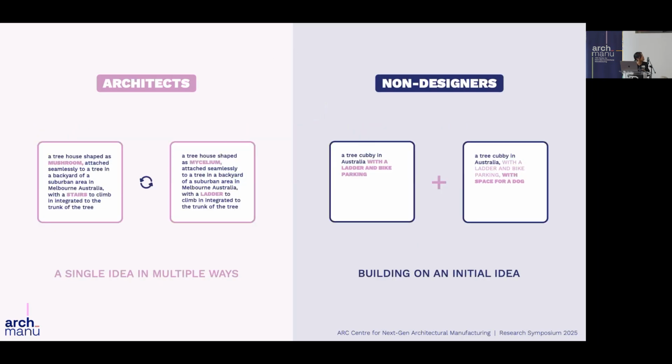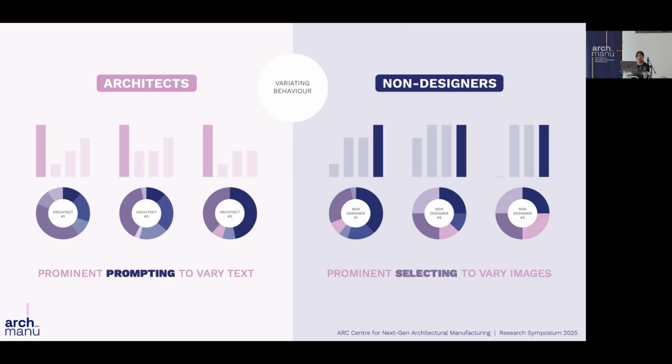This is further manifested through an architect's way of using synonyms as opposed to a non-designer's use of conjunctions such as "with" in order to build on their prompts. When variating, or what we know more commonly as iterating on a design, architects tend to use more prompting, so using text in order to vary or diversify their design ideas. Non-designers, when they are iterating on design, tend to select an image in order to build further on their designs.